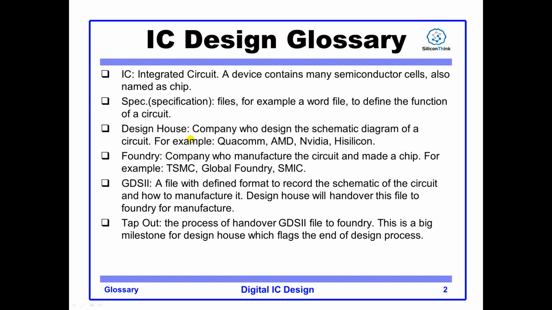Design house. Design houses are companies who design the schematic diagram of a circuit. For example, Qualcomm, AMD, NVIDIA, Hynix. They just design the schematic. They do not manufacture the chip. Foundry. Foundries are companies who manufacture the circuit and make it a chip. For example, TSMC, GlobalFoundries, SMIC. So the relationship of the two is cooperation. The two cooperate to make a chip.